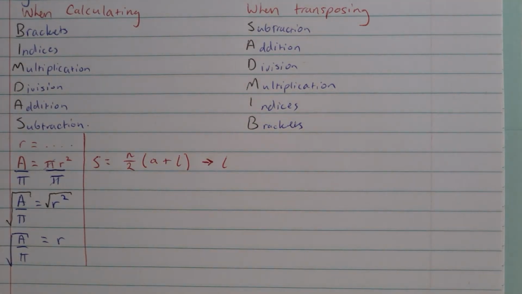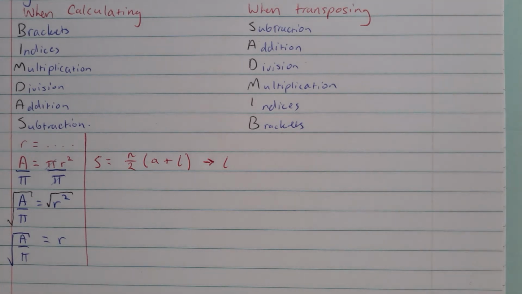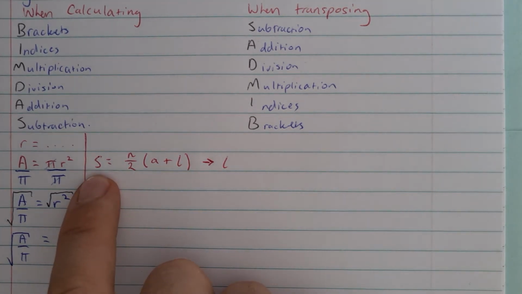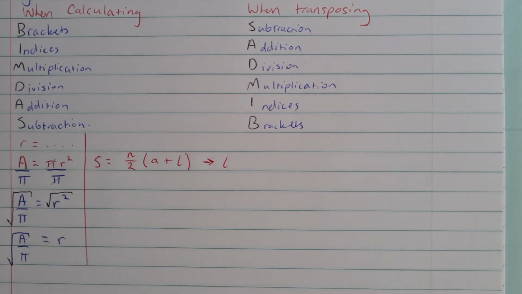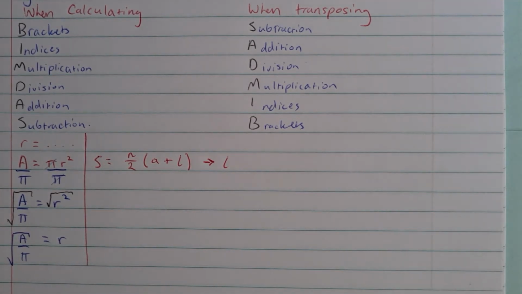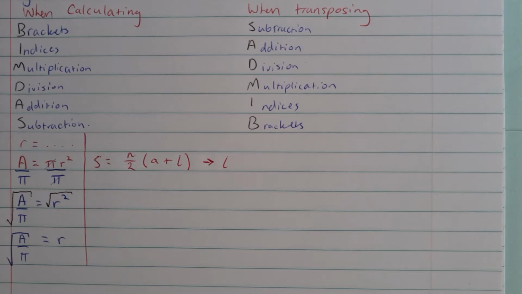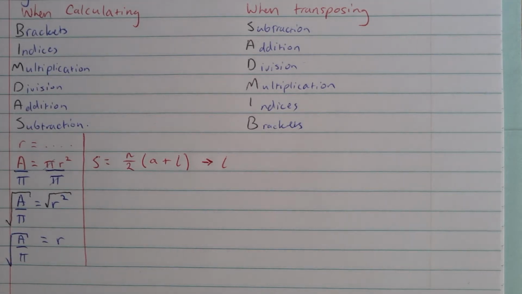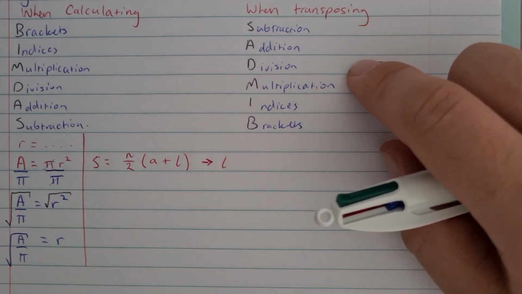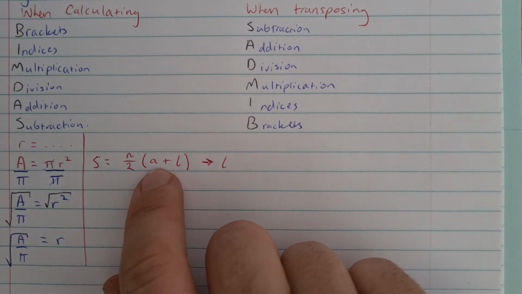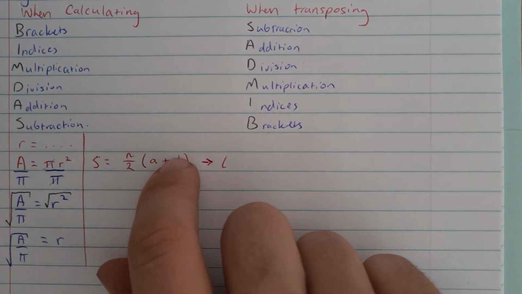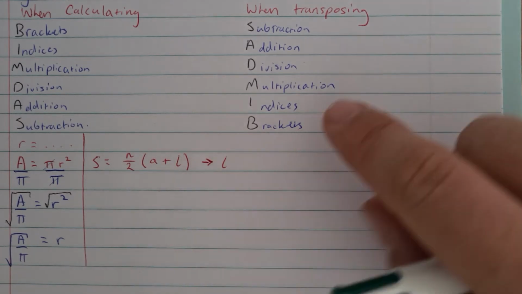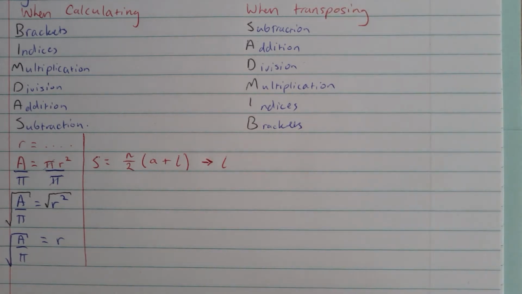Let's try a few more examples and see if this keeps on working. So we've got another equation. S is equal to n over 2 multiplied by (a plus l) in brackets. And I want to make L the subject. So working through this, you might think we do have an addition here, but we've got to notice that it's inside brackets. So we're not going to get to this bracket part until the very end. We have to go through everything else first.